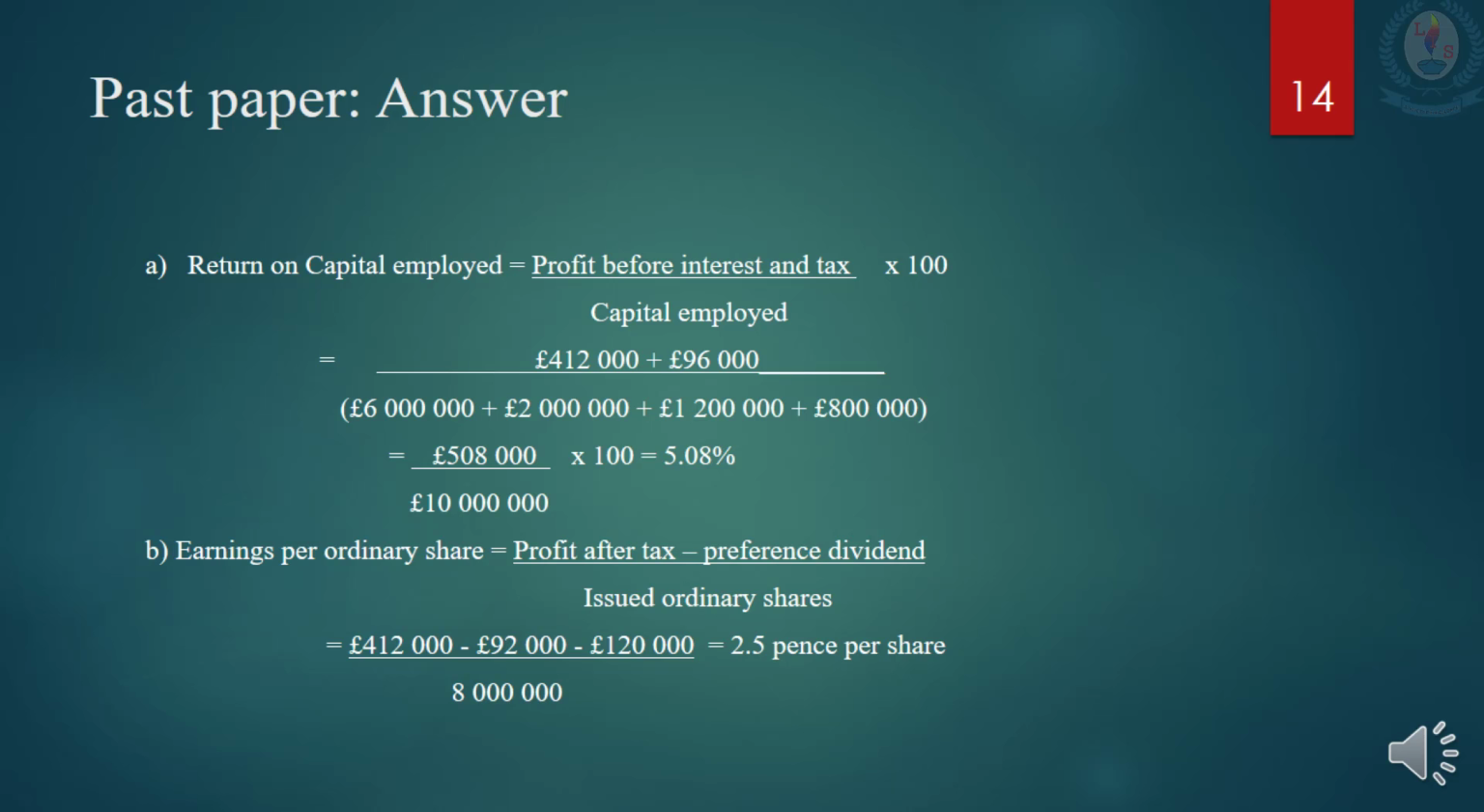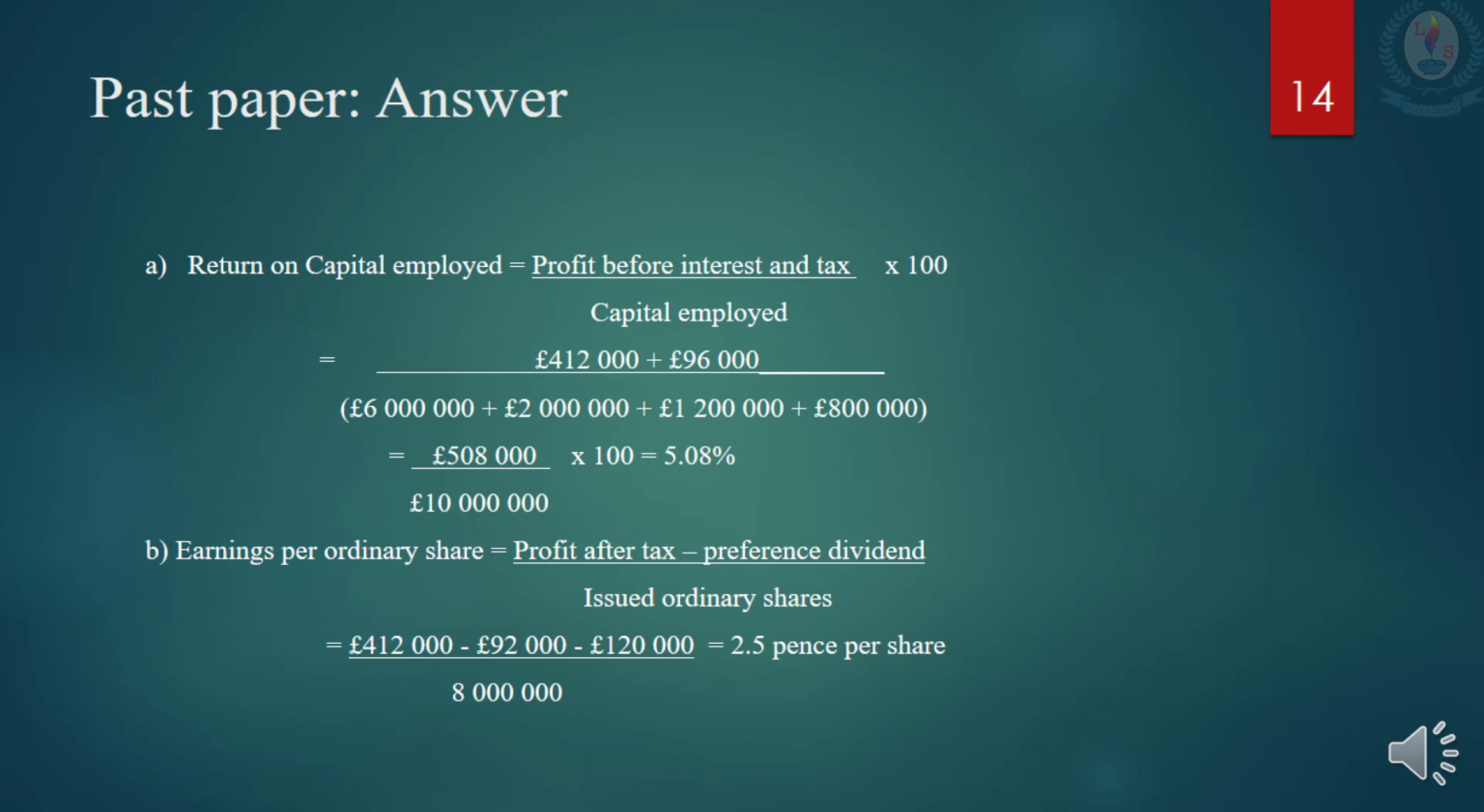Have they given the interest? Yes, they have given the interest but indirectly. Did you recognize? The 8% debenture has a hidden interest of 8% on the debenture. 1.2 million into 8%. Use the calculator to get the answer. The answer is 96,000 pounds. Then we have to find the capital employed.